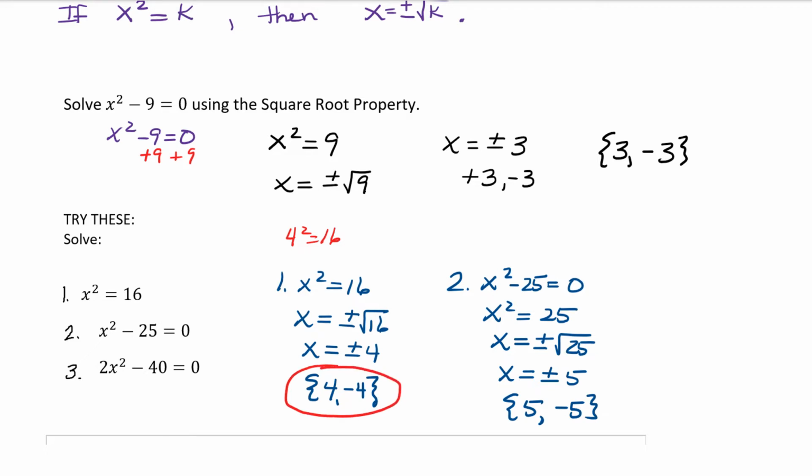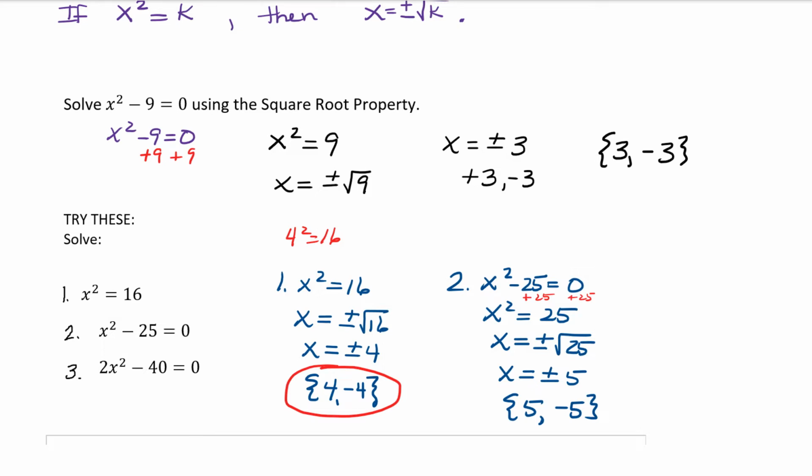For item number 2, we have x squared minus 25 is 0. Adding 25 to both sides, we get x squared equals 25, which means that by the square root property, x is plus or minus the square root of 25. And since 5 squared is equal to 25, we know that x must be plus or minus 5.